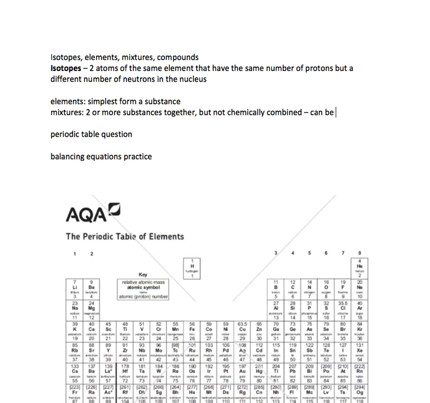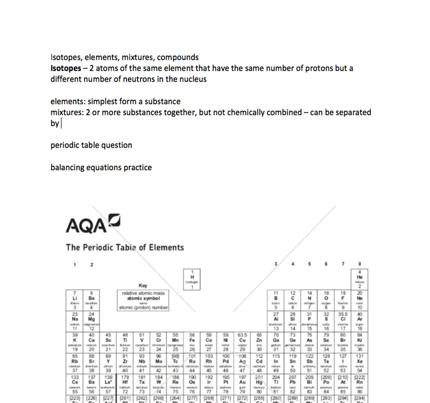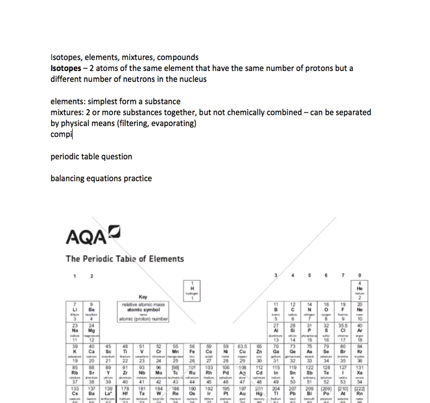They can be separated by physical means, like filtering or evaporating. Those are physical means of separating, whereas a compound is two or more elements combined chemically, bonded together.